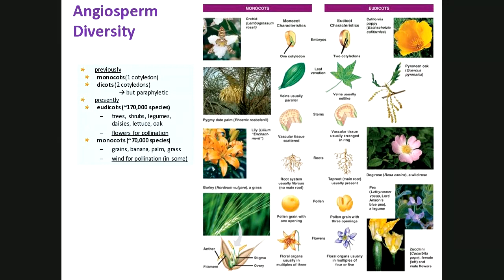Monocots have a very fibrous root system. Dicots usually have a tap root, one root with roots coming off of it. The pollen grains are different. Monocots have one opening. Dicots usually have 3 openings. And then the floral organs. What we're talking about with the floral organs is the number of petals, could also be the number of sepals, the number of stamens, or the number of carpels. Right, all those organs that we talked about. If they're found in multiples of 3, 6, 9, then it's usually a monocot. If they're found in multiples of 4 or 5, it's usually a dicot.